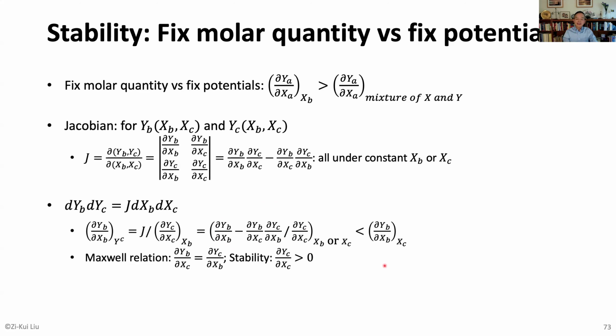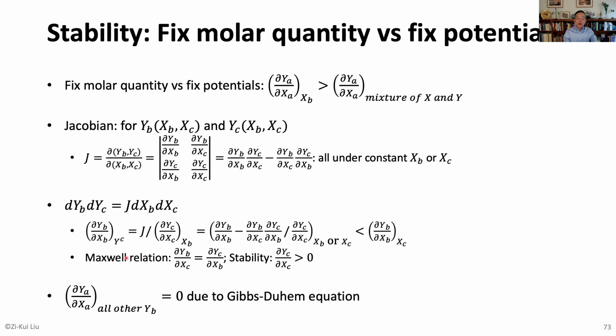Now it is proved that the derivative between conjugate variables with the molar quantity fixed is larger than the one with one or more potentials fixed.